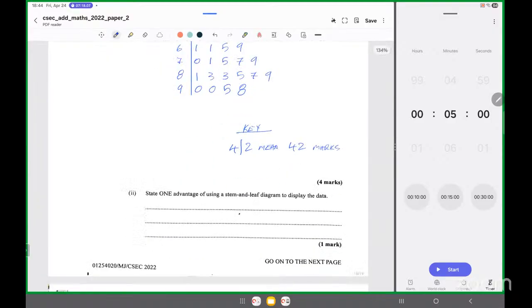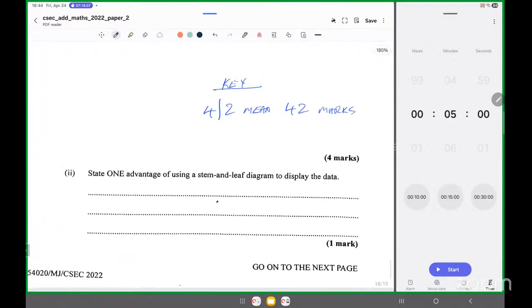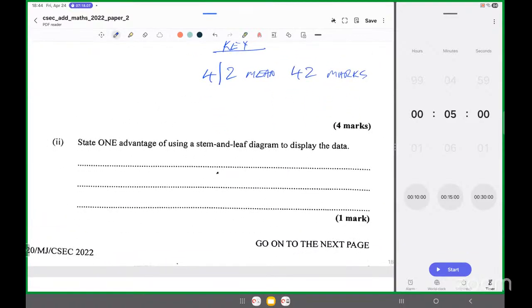Next one. State one advantage of using the stem and leaf diagram to display the data. What could you say? One advantage of using the stem and leaf: it's a more compact way of representing the data, and the stem values are not repeated. I said the data is more compact, right? Easy to read, and the stem values are not repeated. So I just say let's write it, right?